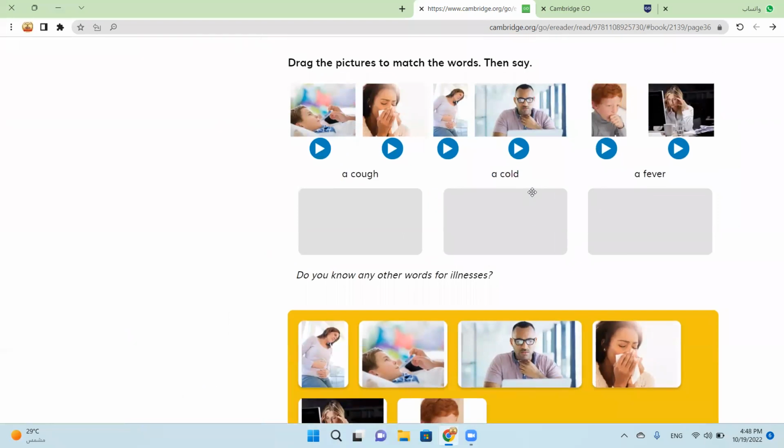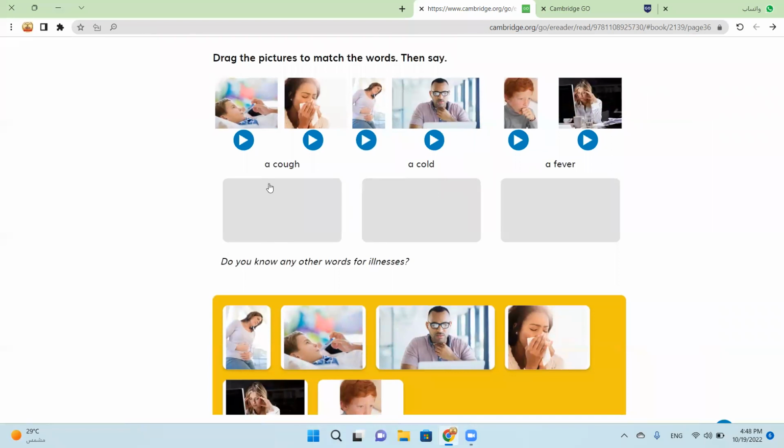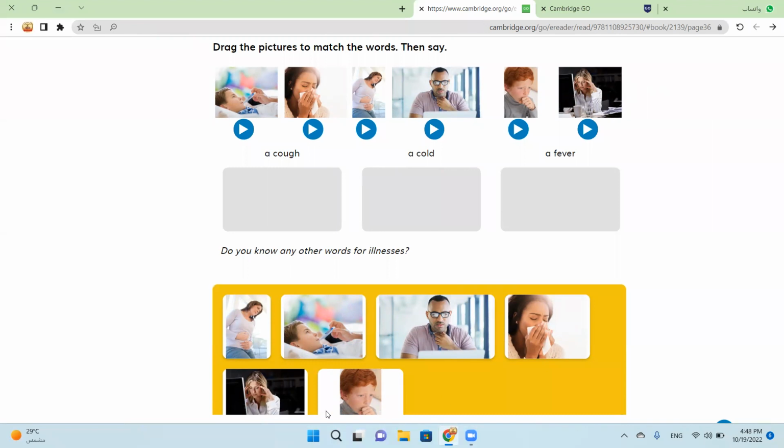So here we need to drag the pictures to the matching words. The word is a cough. So we need to find someone coughing here. Which one is it? Is it this one? Let's check. A cold. It's not what we are looking for. What about this one? A cough. Yes, this is the one.